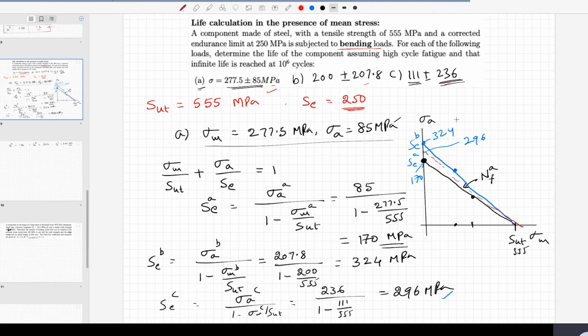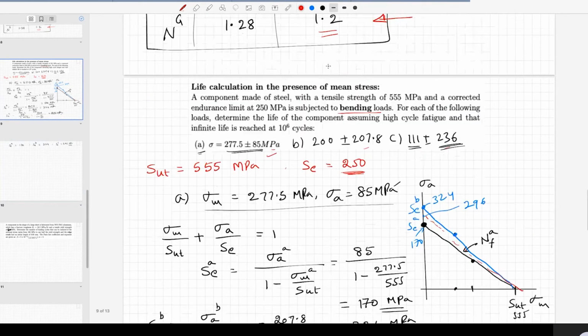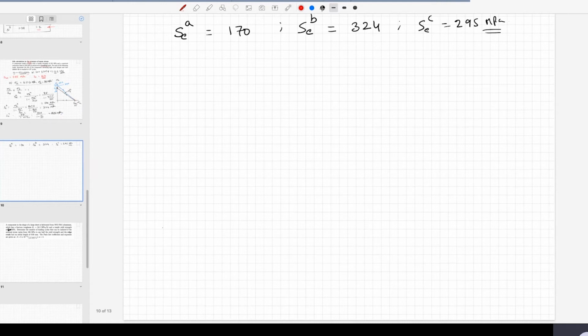Okay. So corresponding to these stress amplitudes, what is the life now for each of these loading states? The component is made of steel, as we can see, and hence we can construct the SN diagram by knowing SM is equal to 0.9 SUT. That would be 555 into 0.9, that is 499.5 MPa.